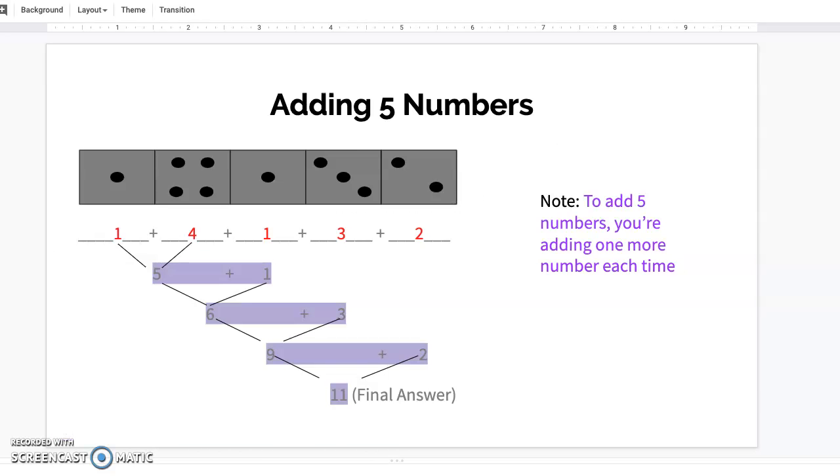The first one is this new one. It's adding 5 numbers. We've never done that before. To add 5 numbers, you're adding one more number each time. So for instance, this one, the dominoes, it has 1, 4, 1, 3, and 2. So first you have to add 4 and 1. That gives you 5. Then 5 plus 1 more gives you 6. 6 plus 3 gives you 9, and 9 plus 2 gives you 11. So your final answer would be 11. So each time you're just adding one number as you go across.